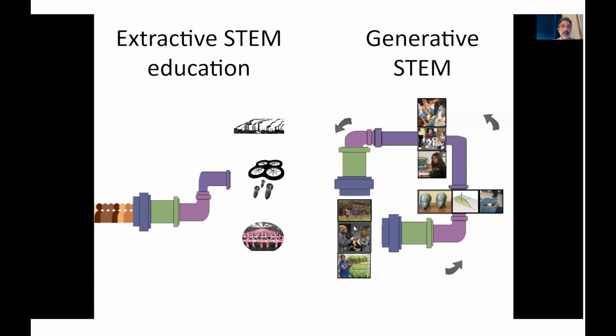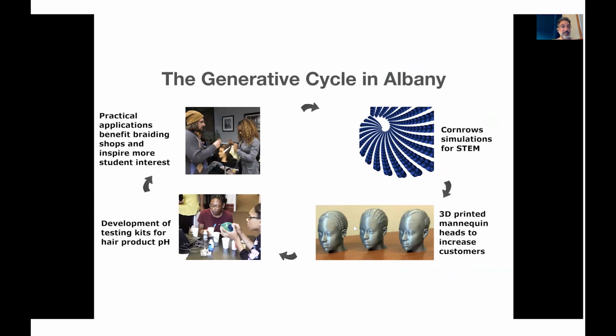and brings that value back to the communities that generated it in the first place, whether that's an ecological community or a labor community or a social community. So here in New York, we've got one of my grad students, he's now a professor, interviewing a braider. We have the kids create these simulations, 3D print the designs as mannequin heads, bring those back to the braiders, who said, well, don't stop there, let's keep going.